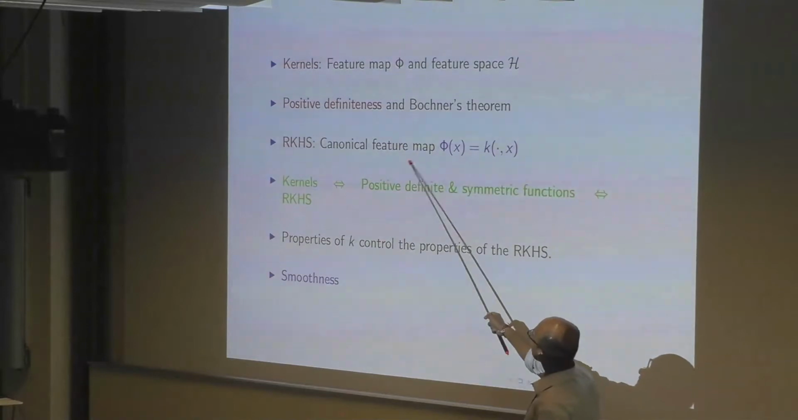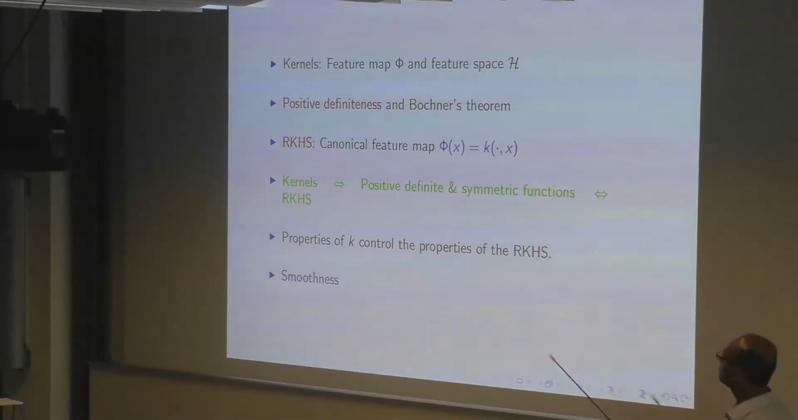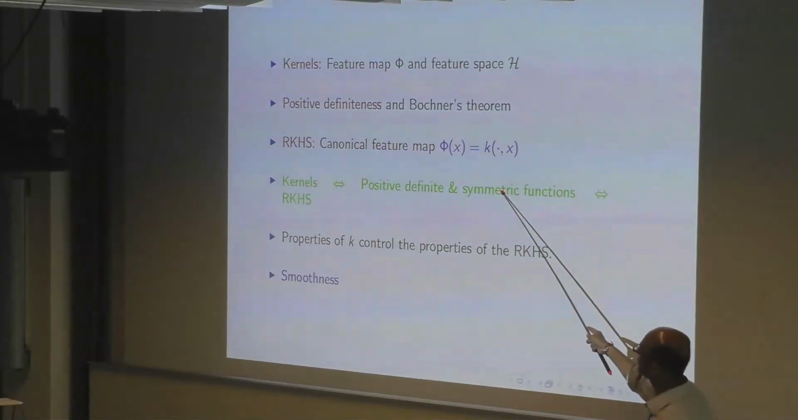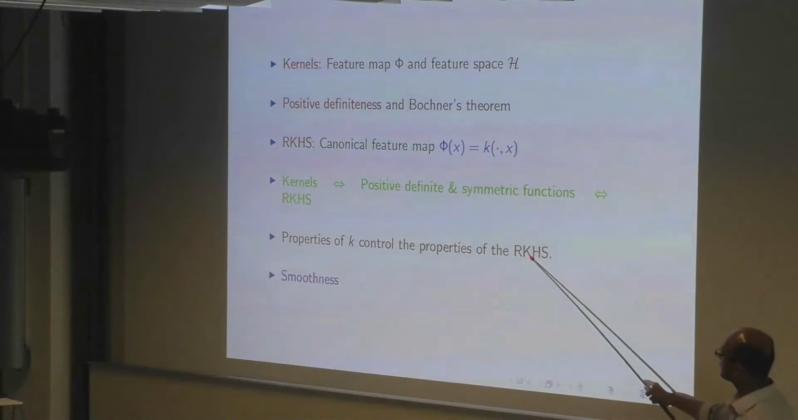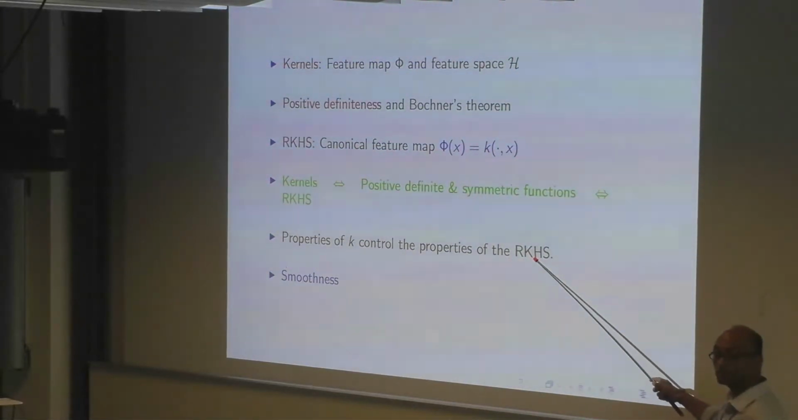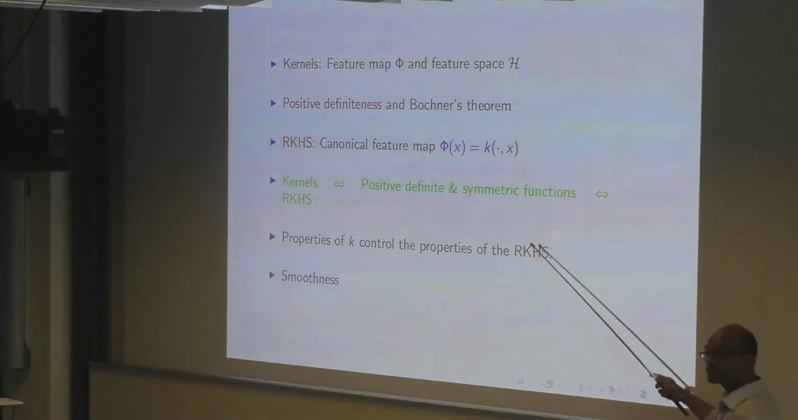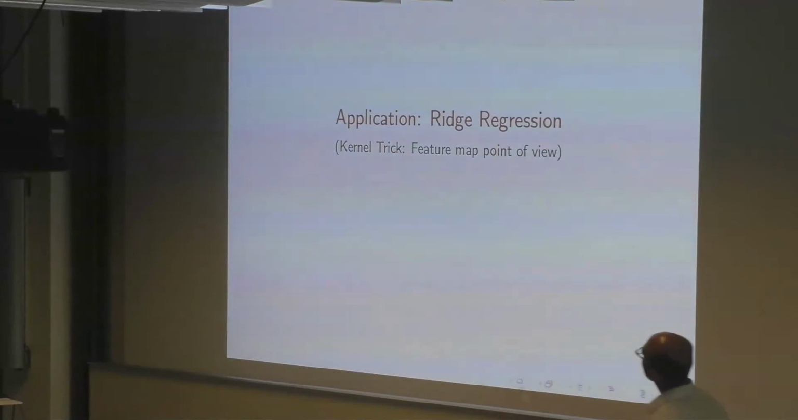And then we constructed this RKHS with this as the canonical feature map. And the Moore-Aronszajn theorem establishes the equivalence between the kernel's RKHS and positive definiteness. The key point is the properties of the kernel control the properties of the RKHS, and depending on the type of kernel you choose, the RKHS contains certain types of smooth functions.